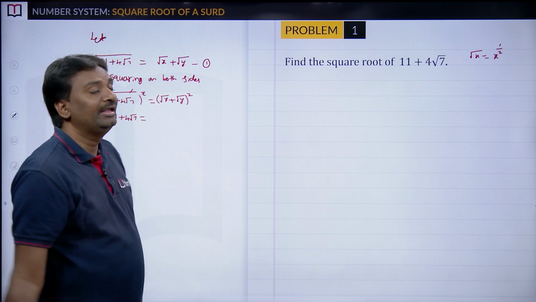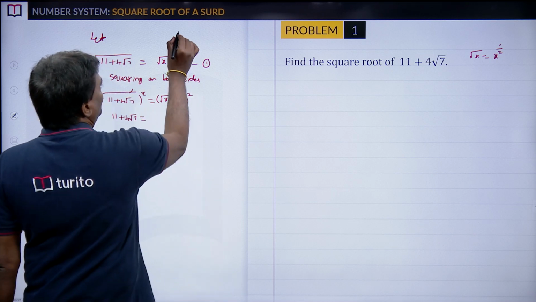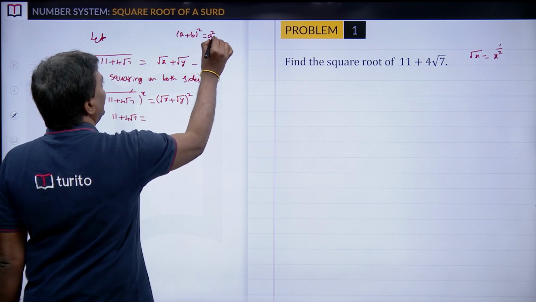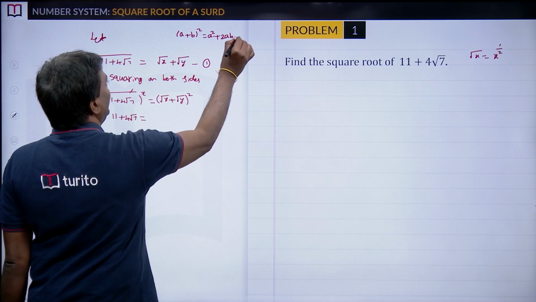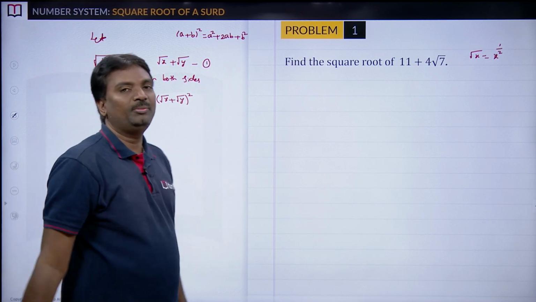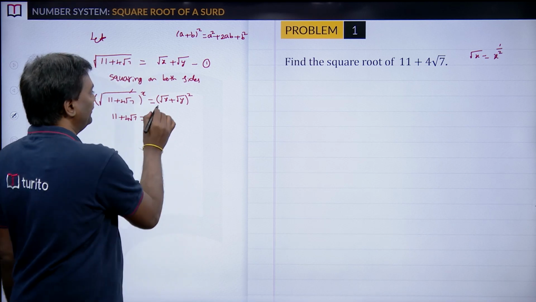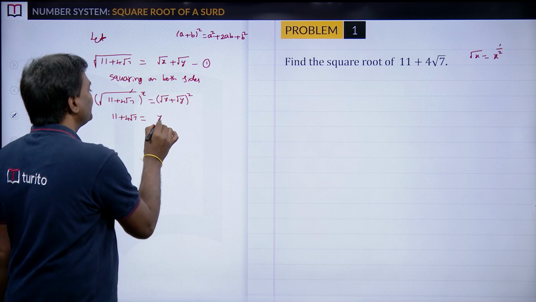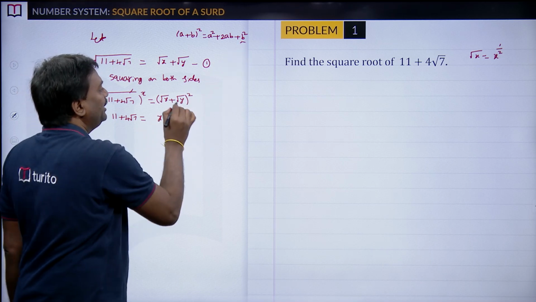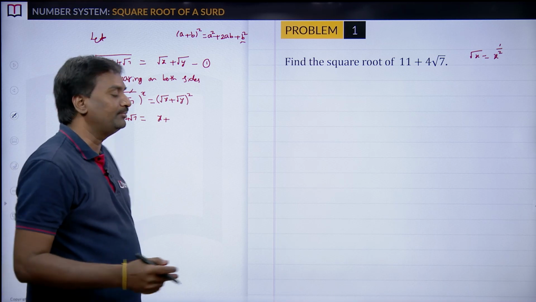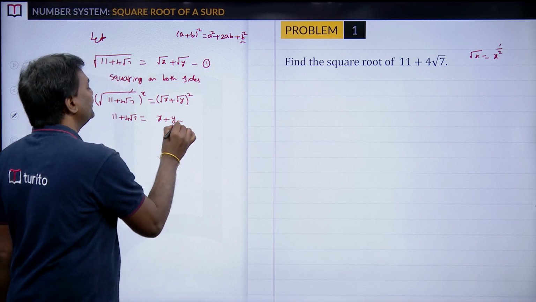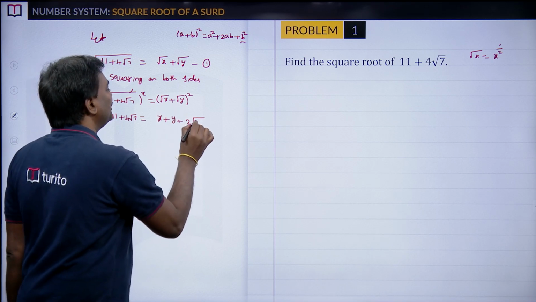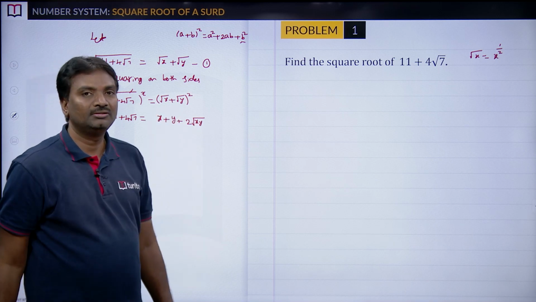This is in the form of a plus b whole square. So we know the identity a plus b whole square is a square plus 2ab plus b square, or you may write a square plus b square plus 2ab. In place of a we have root x whole square, that is x, plus b square, in place of b we have root y whole square, that is y, plus 2ab, 2 into root x into root y, so that is 2 root xy.